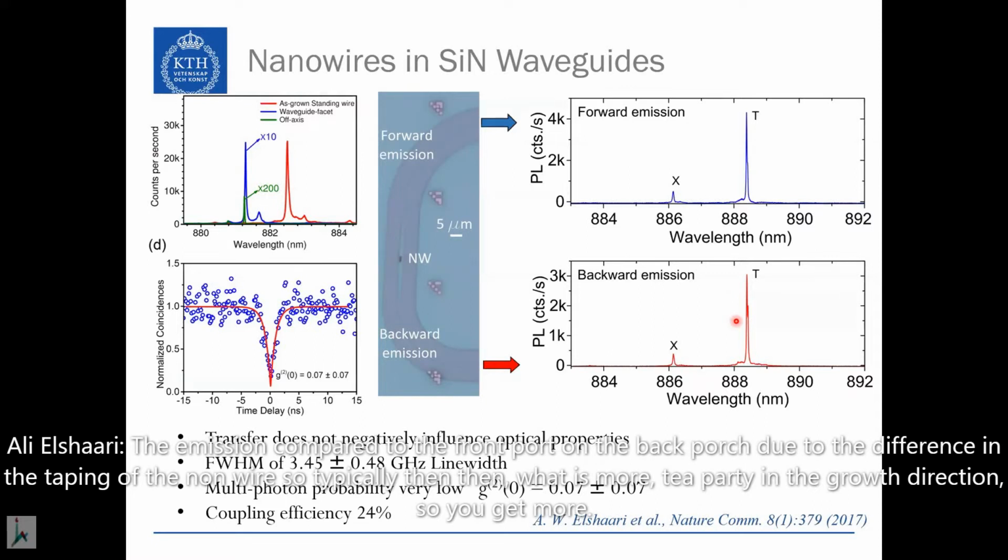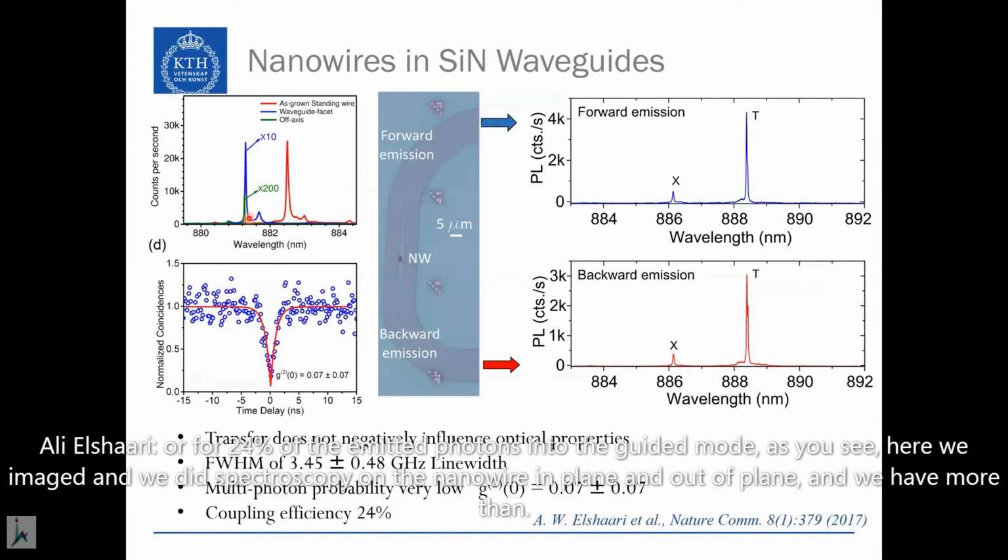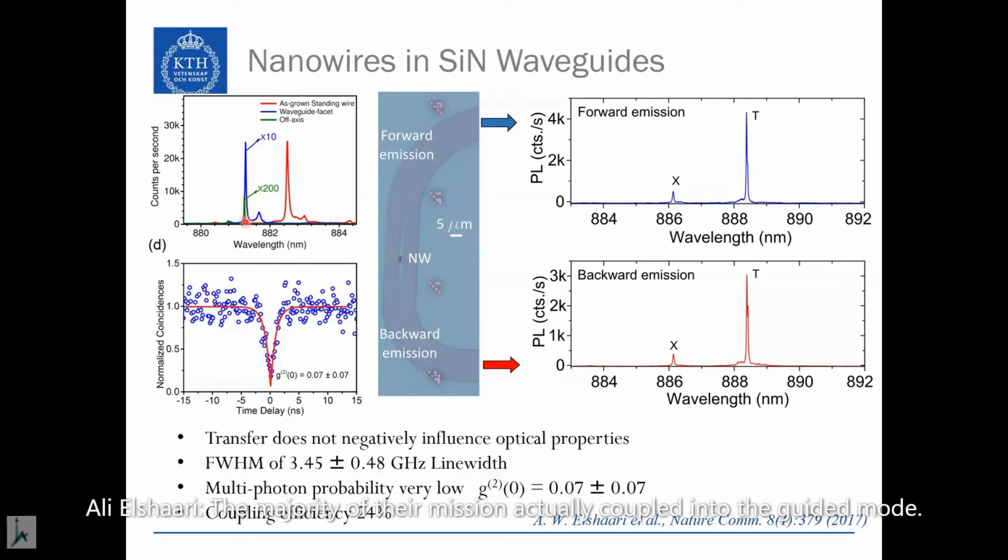Typically the nanowire is more tapered in the growth direction, so you get more efficiency in coupling photons out of the indium phosphide nanowire. We also have a relatively high coupling of 24% of the emitted photons into the guided mode. As you see here, we imaged and did spectroscopy on the nanowire in plane and out of plane, and we have the majority of the emission coupled into the guided mode.